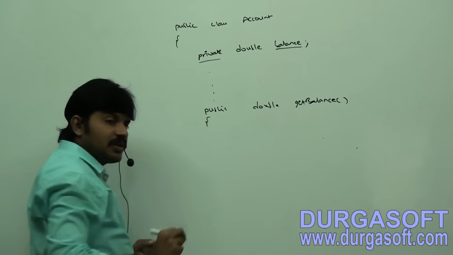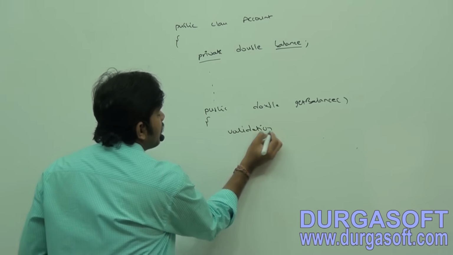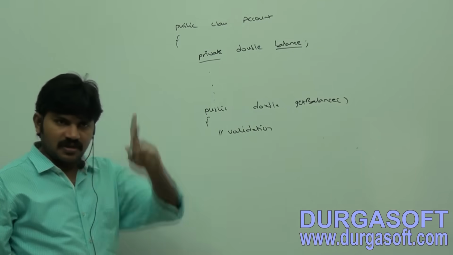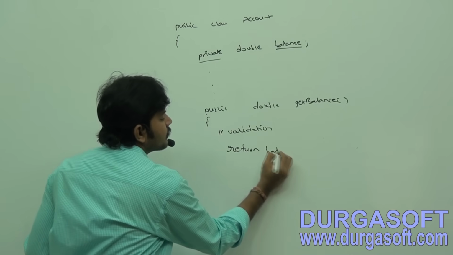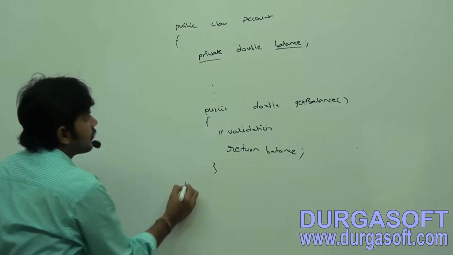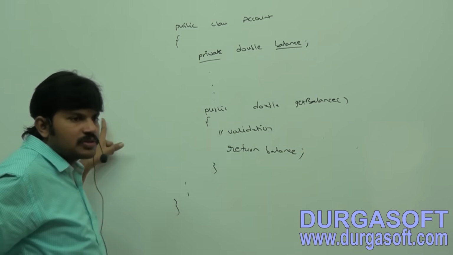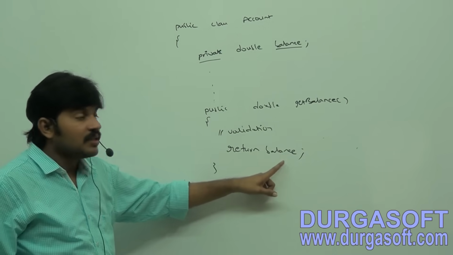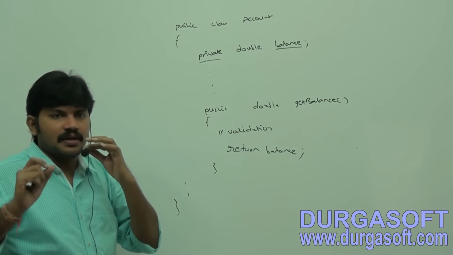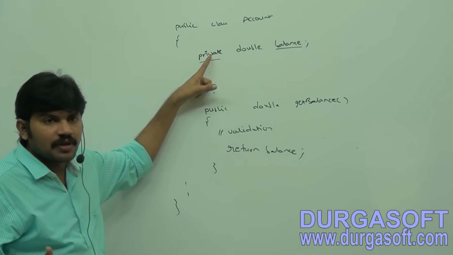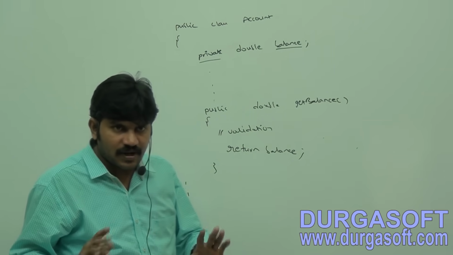Within the getBalance method, what can I perform? Validation. Boss, is this person a valid person? Yes, return balance. Are you able to understand? After validation only, an outside person is able to get our data. He can't get our internal data directly. Is it clear? By declaring a data member or variable as private, we can implement data hiding. Is it clear for all of you?